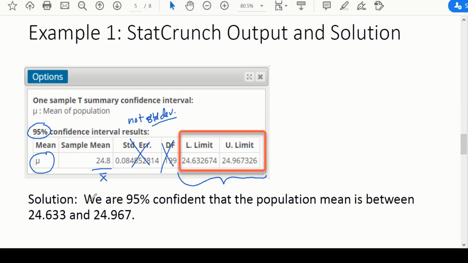So our solution is we are 95% confident that the population mean is between 24.633 and 24.967. So it's actually fairly easy to do. It's just hard to understand a little bit until you've done it a few times, right?